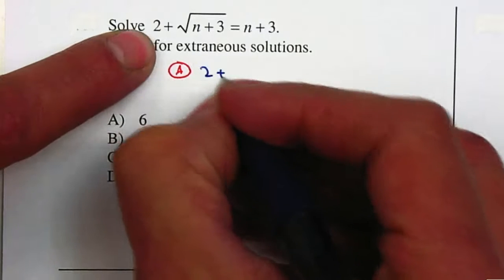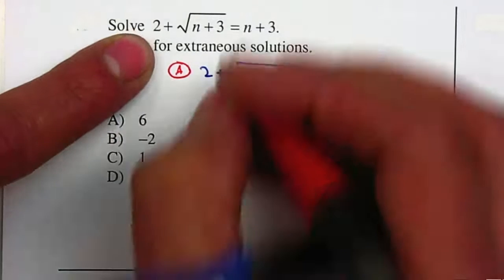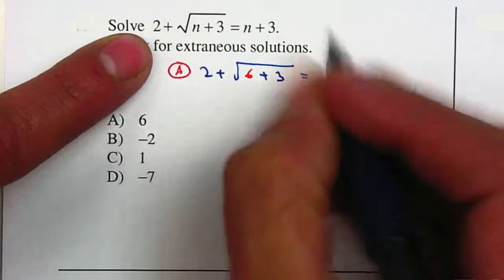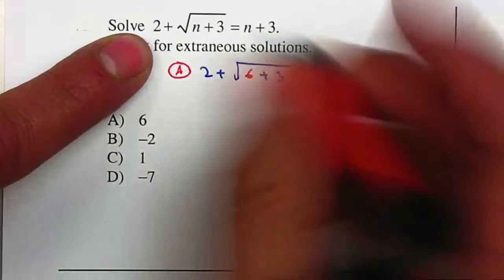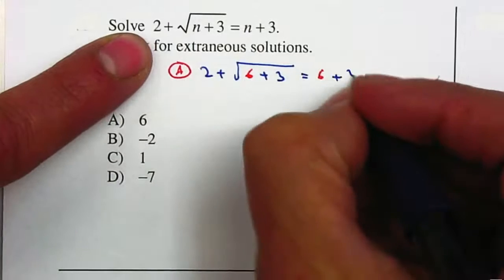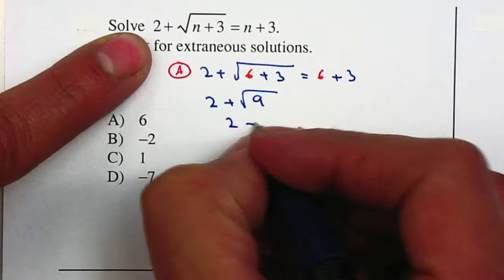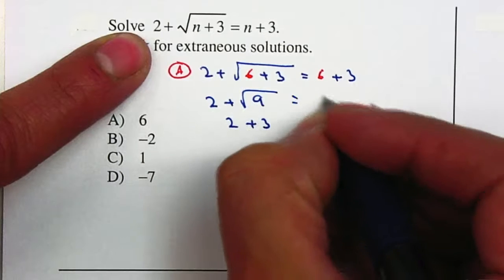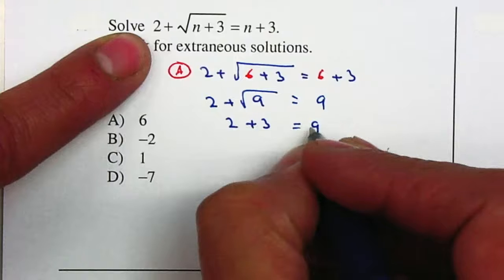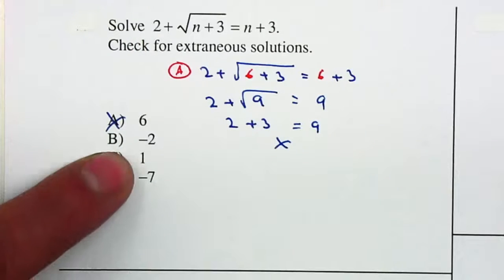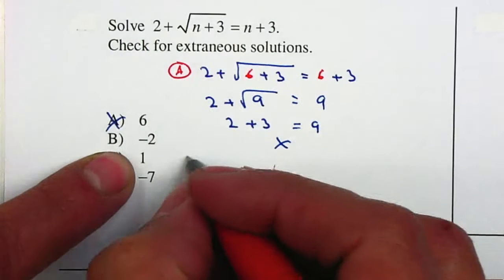So it'll be 2 plus the square root. Instead of the n it will be a 6 plus 3 is equal to 6 plus 3. So it gives me 2 plus the square root of 9, which is 2 plus 3. On the right-hand side we have 9. So is that true? No. That is false. So that is not an answer. So let me try letter B.